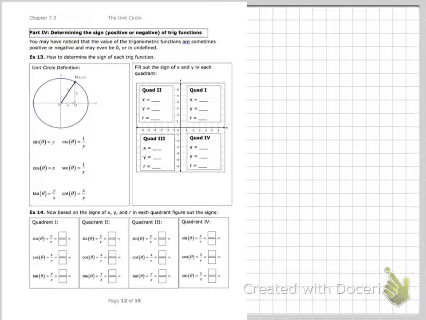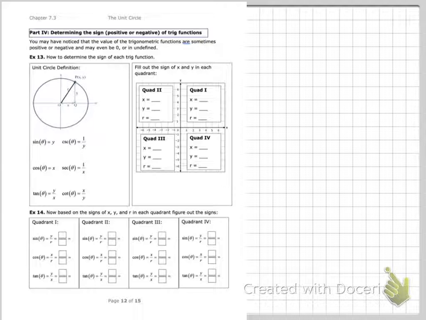Okay, chapter 7.3, the unit circle. These are pages 12 and 13. Really, we're going to discuss 12. 13 kind of wraps it up, so there's not much to say about 13 right now.